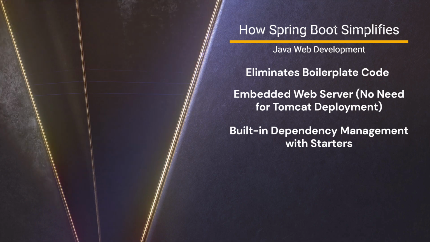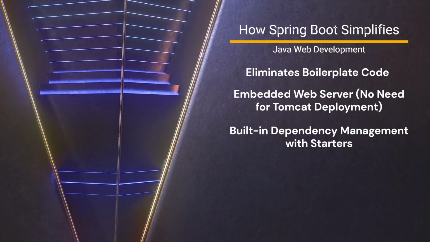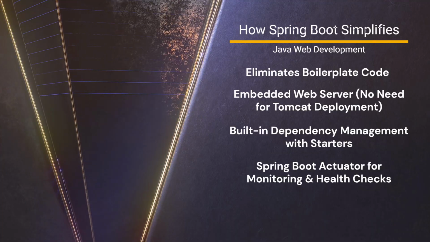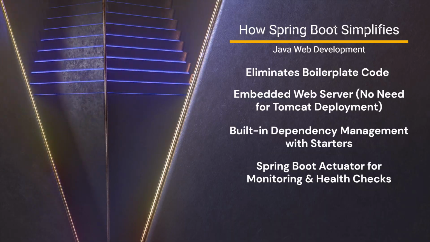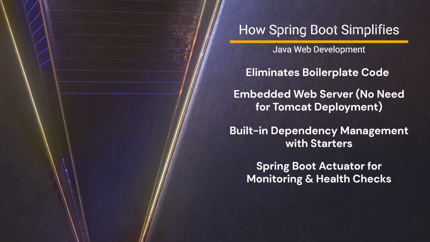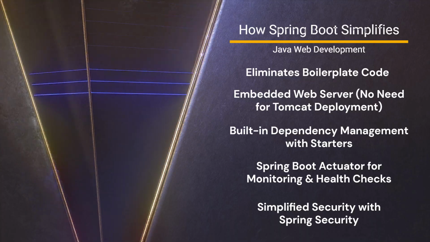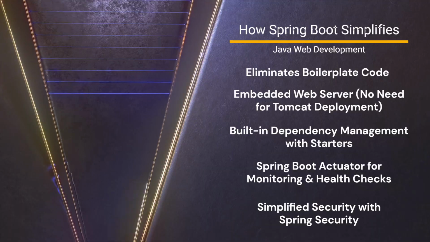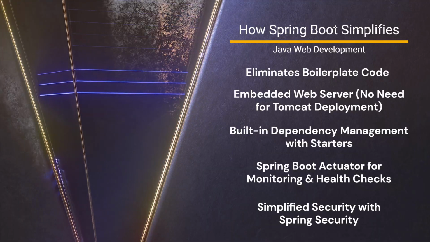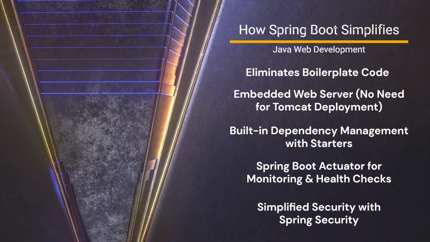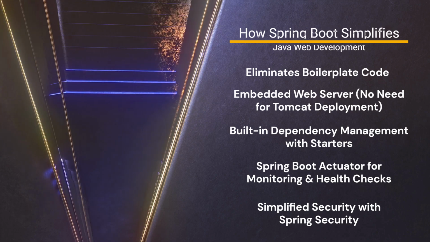Instead of manually adding multiple dependencies, Spring Boot provides starter dependencies that bundle required libraries. Spring Boot Actuator for monitoring and health checks. Spring Boot provides built-in production-ready features like Actuator, which helps monitor and manage applications. Simplified security with Spring Security. Implementing authentication and authorization in traditional Spring is complex. Spring Boot integrates Spring Security easily with minimal setup.